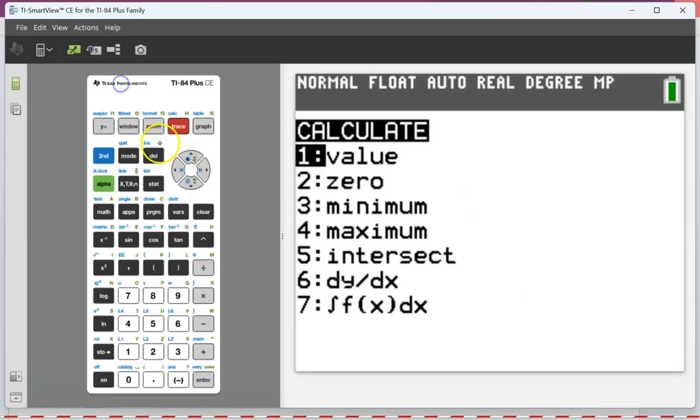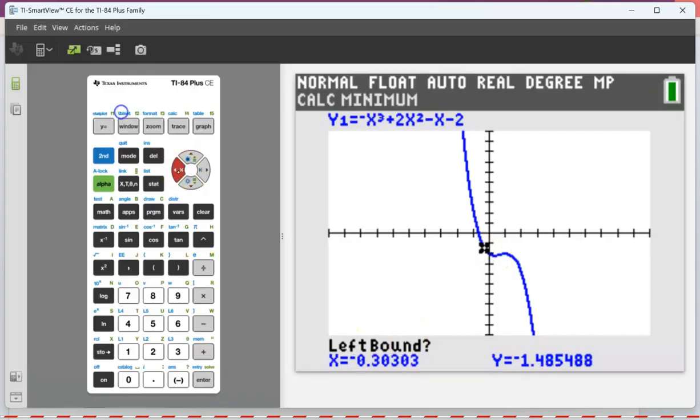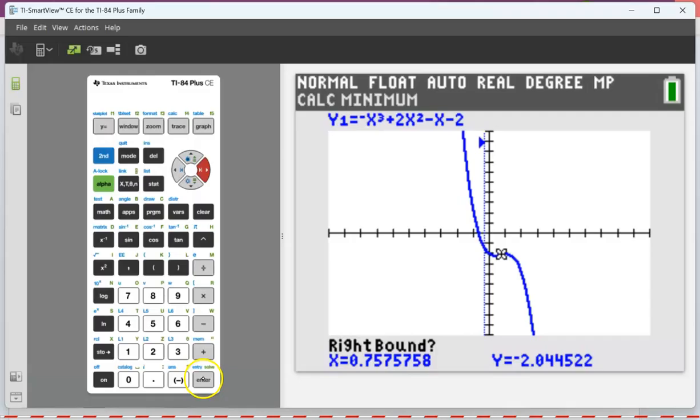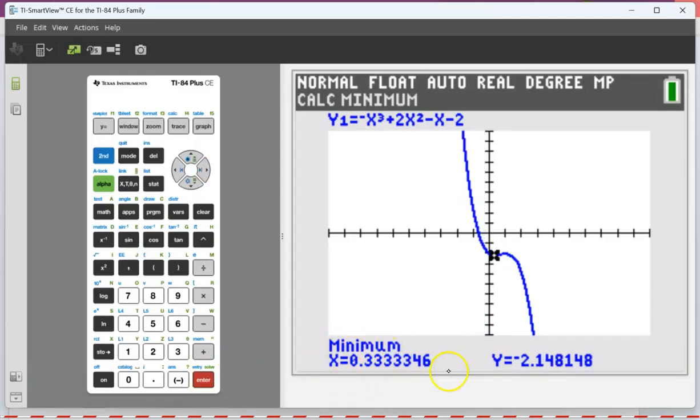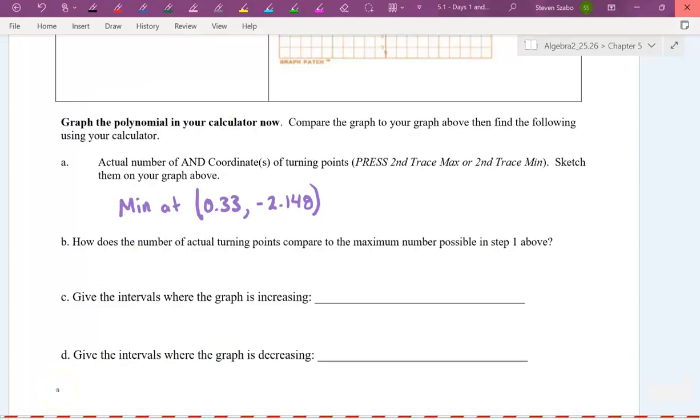Second, trace. The first one is a minimum. I press 3. This point here is going to be a minimum. I need to give it a left bound. So I'm to the left of it and I hit enter. A right bound. I go to the right of it, but not too far right. I just want to make sure I'm to the right. Now I just saw my cursor moving up, so I know I've gone up a little bit. I hit enter. It says guess. I hit enter a 3rd time. There's my minimum. So I'm going to start by writing that down, then find my maximum.